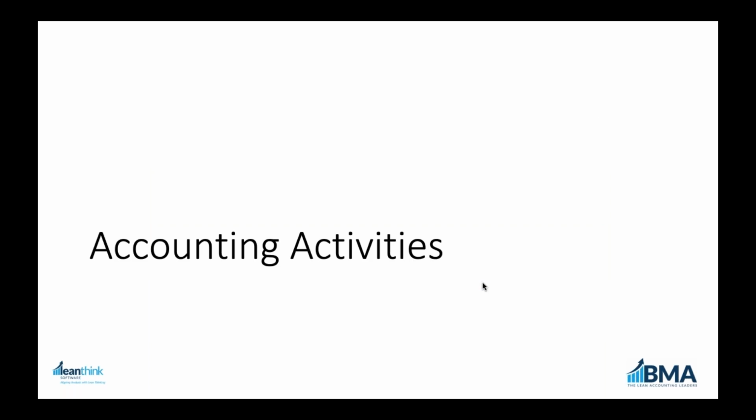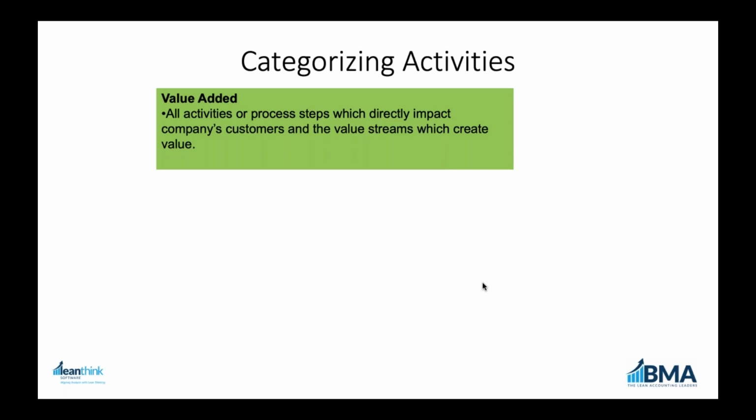So let's get started. Accounting activities. There are 3 types of activities in accounting, and actually this is broader. If you have any lean training or your company is on a lean transformation, some of this might be familiar with you. But in general, you can classify any activity in one of 3 ways. One is value added. So from an accounting viewpoint, these are all of the activities or process steps which impact the company's customers and the value streams in the organization which create the value for the customers.